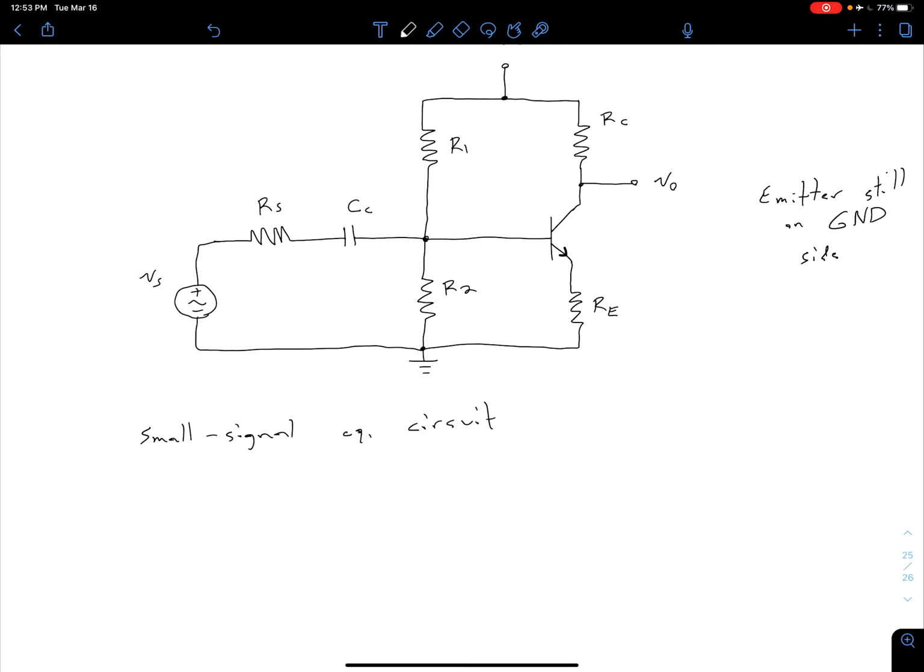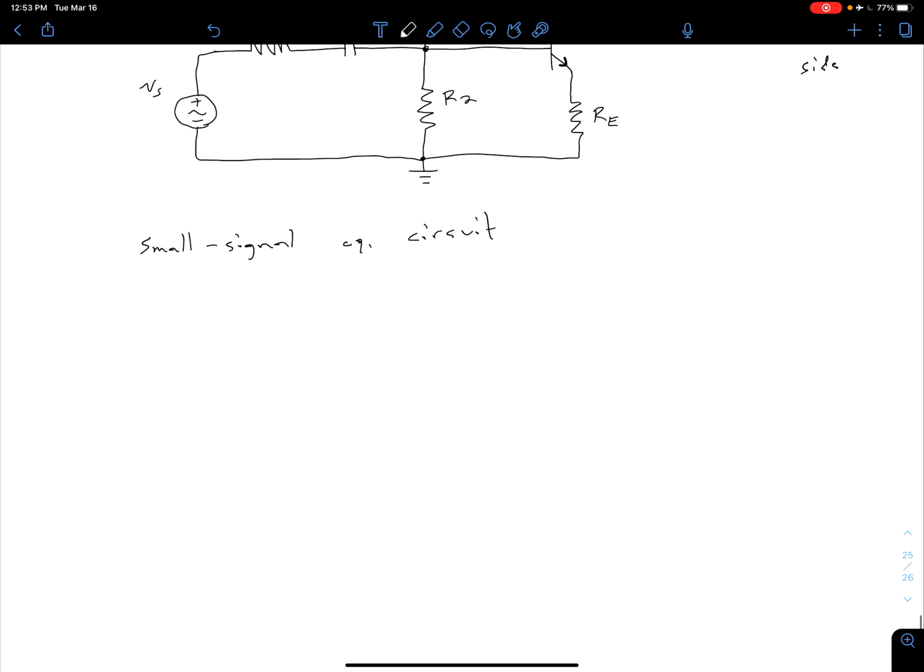And so as always, a good approach is to start by drawing our base, collector, and emitter terminals and then fill everything else in from there. So let's draw our base, collector, and emitter, something like that. And so again, between our base and emitter, we have R pi. That voltage across R pi is going to be V pi. And of course, the current coming into that base terminal is going to be our base current IB.